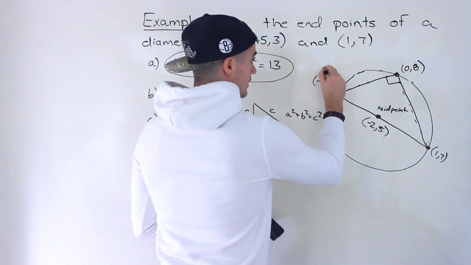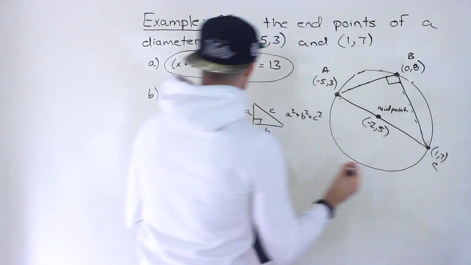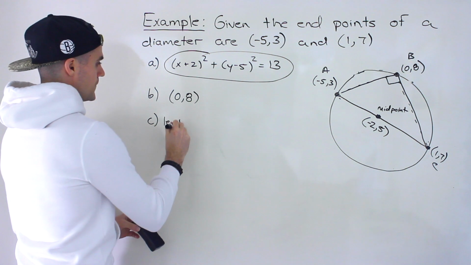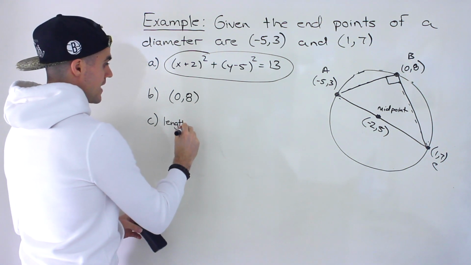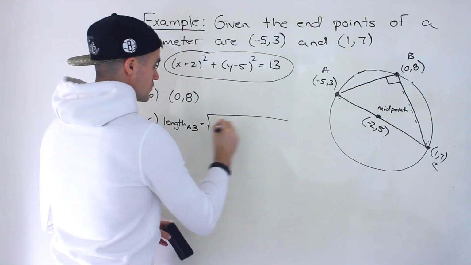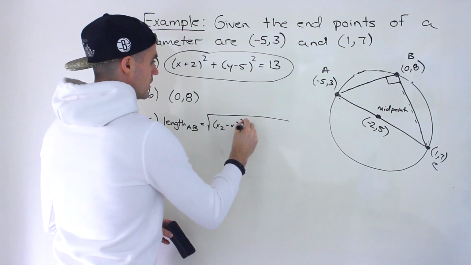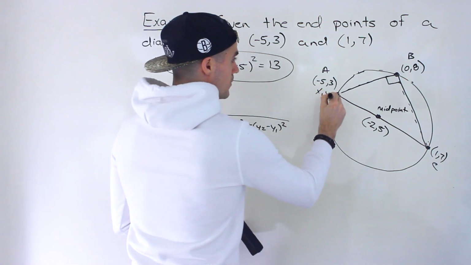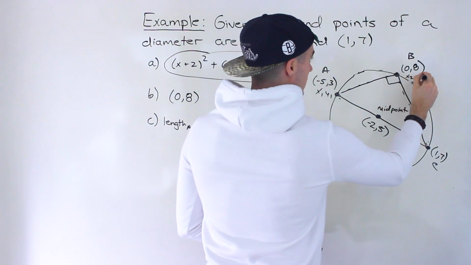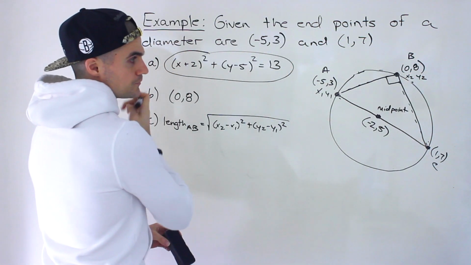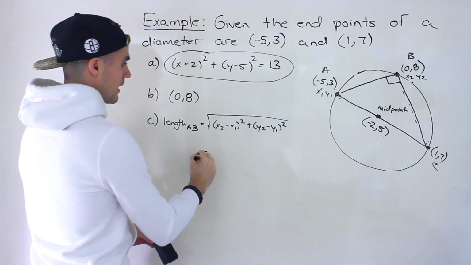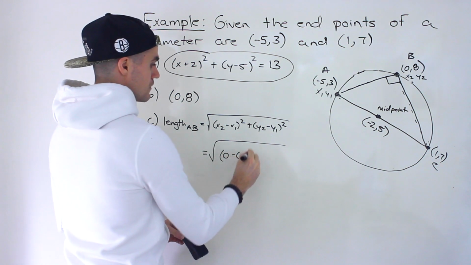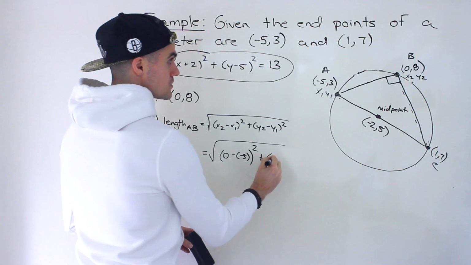So what I'll do is I'll actually label these. I'll label this A, B, and then C. So let's first find the length of AB. Okay, the length formula is root x2 minus x1 squared plus y2 minus y1 squared. So I'll label this x1, y1. I'll label this as x2, y2. So we'll have x2, which is 0, minus x1, which is negative 5. Be careful with the brackets here, plus y2, which is 8, minus 3.